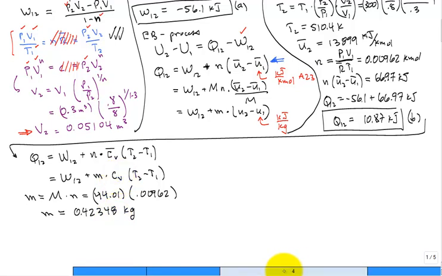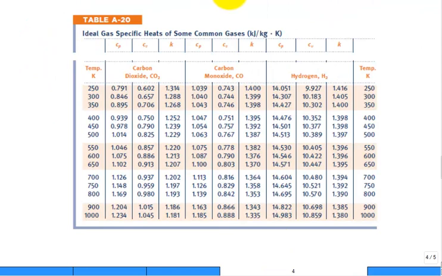So C sub V will be out of table A20. We have the ideal gas specific heats for some gases, not all gases. I think there's 6 gases, but one of the gases is carbon dioxide. So we have a column of C sub P, a column of C sub V, and then the column which is K, the ratio of the specific heats. Well, we're interested in C sub V. The units on these are kilojoule per kilogram Kelvin.